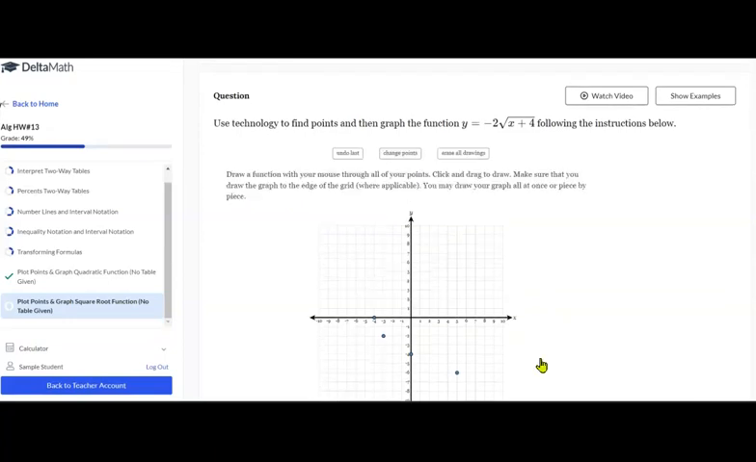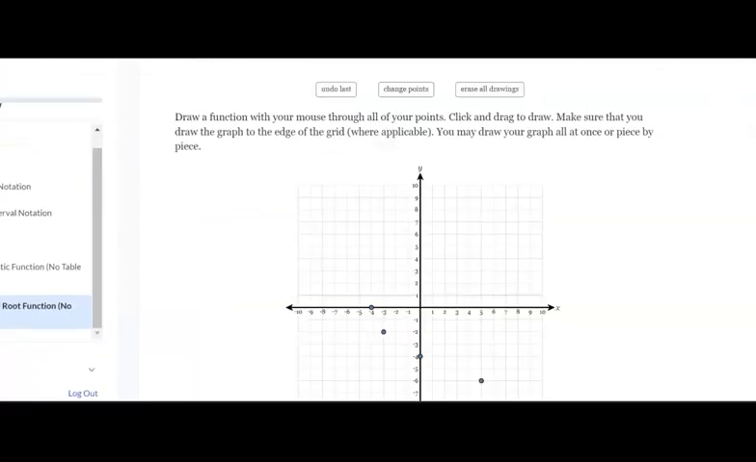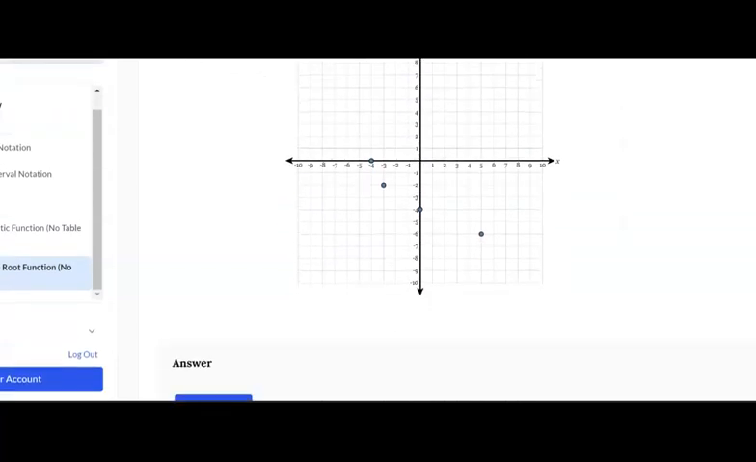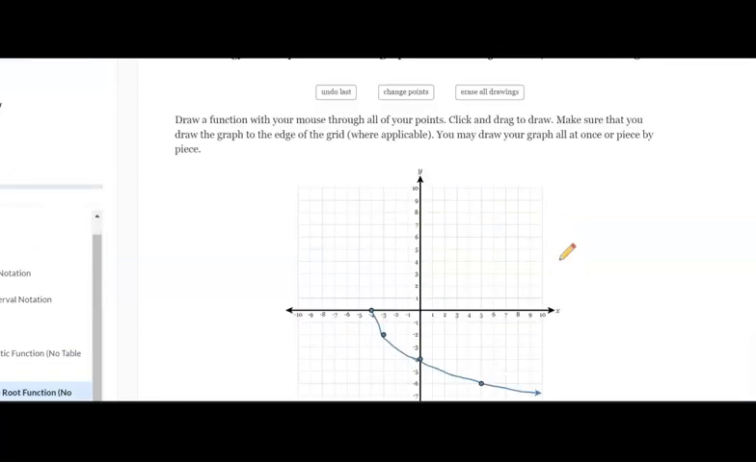Alright, so I'm done plotting. I'm going to draw my line through here. Whoops. And now let's double check. Yep. So 12, negative 8. So I can't go past negative 8. So that's good. I like that.